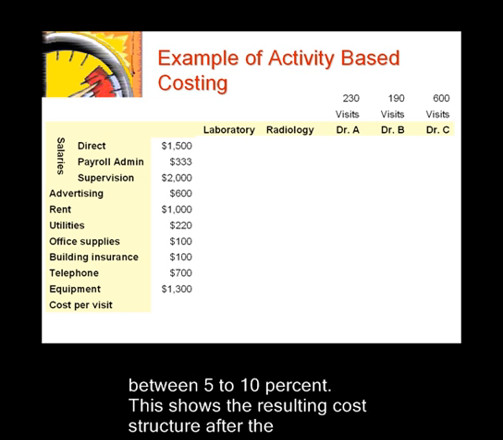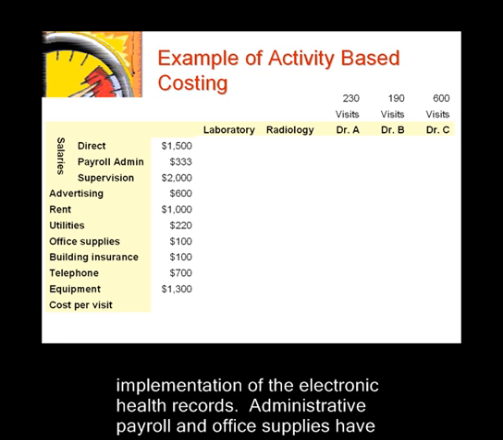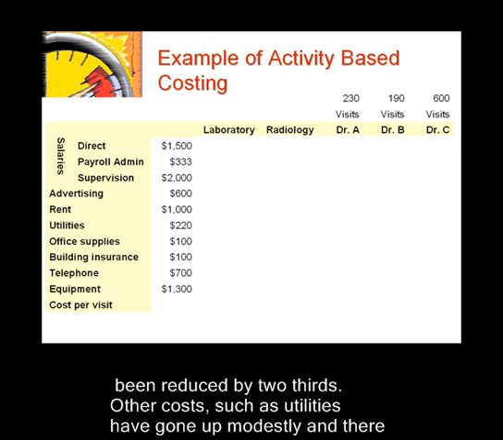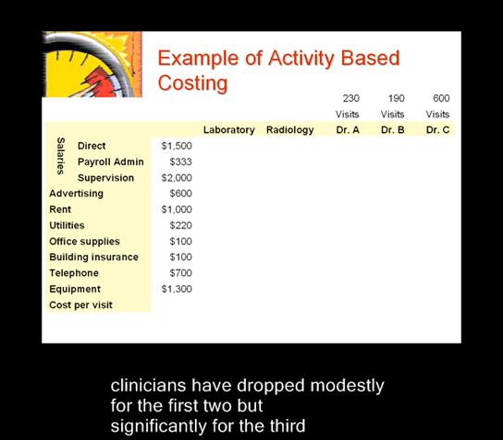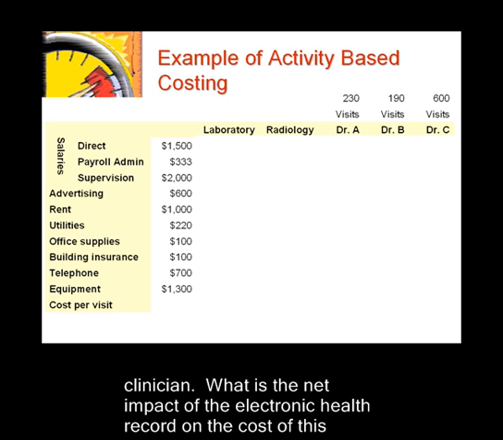This shows the resulting cost structure after the implementation of the electronic health records. Administrative payroll and office supplies have been reduced by 2/3. Other costs such as utilities have gone up modestly, and there's been a sharp increase in equipment cost. Also note that the number of visits to various clinicians have dropped modestly for the first 2, but significantly for the 3rd clinician. What is the net impact of electronic health record on the cost of this clinic?